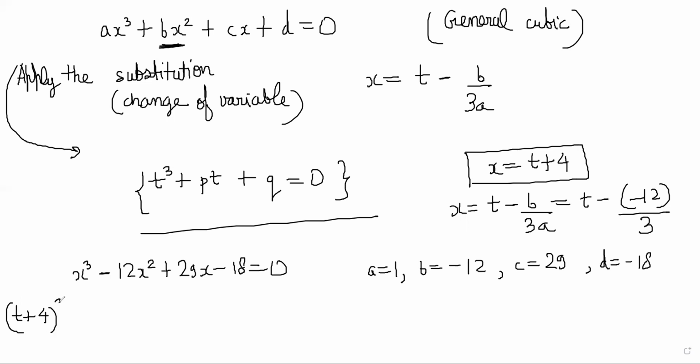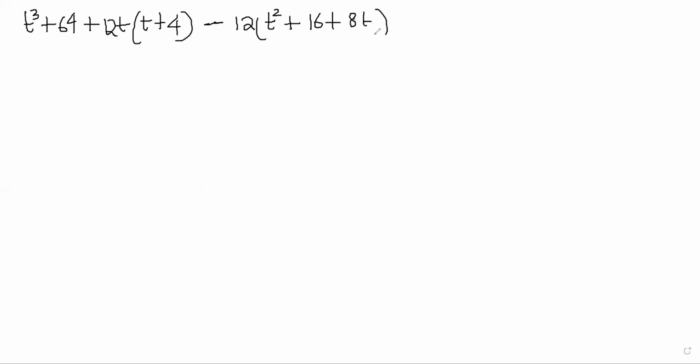So t plus 4 whole cube minus 12 into t plus 4 whole square plus 29 into t plus 4 minus 18, right, is equal to 0. This is my new equation. So let's see what it simplifies to. So it is t cube plus 64 plus 12t into t plus 4. This is t plus 4 whole cube. Minus 12 into t square plus 16 plus 8t. This is the whole square term. Plus 29t plus 116, 29 fours are 116, minus 18 is equal to 0.